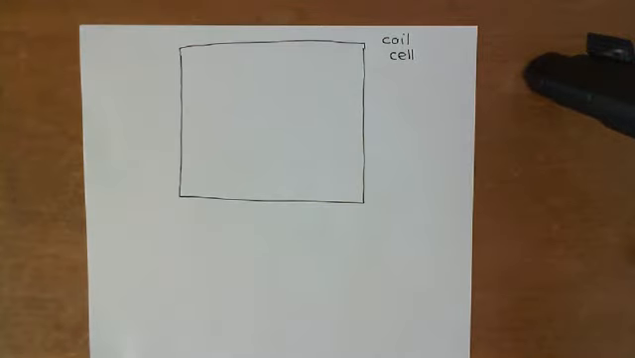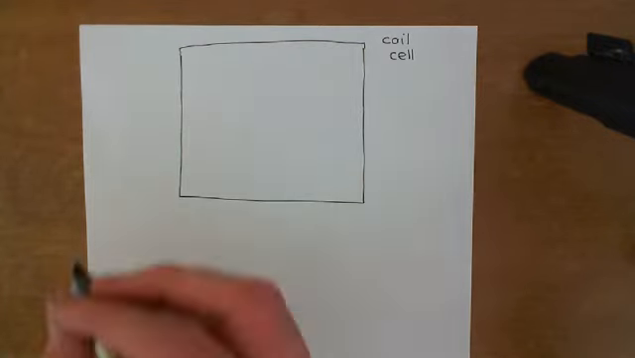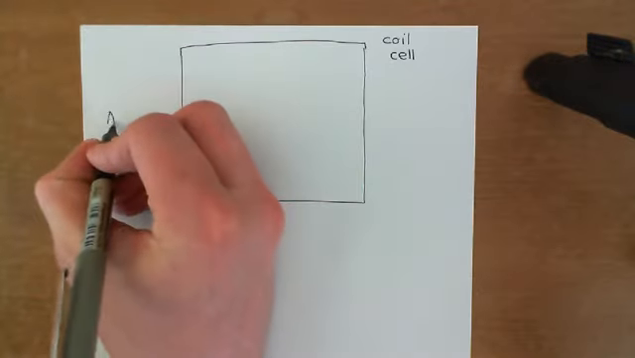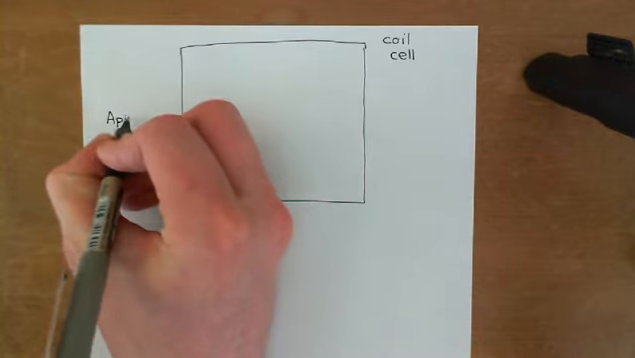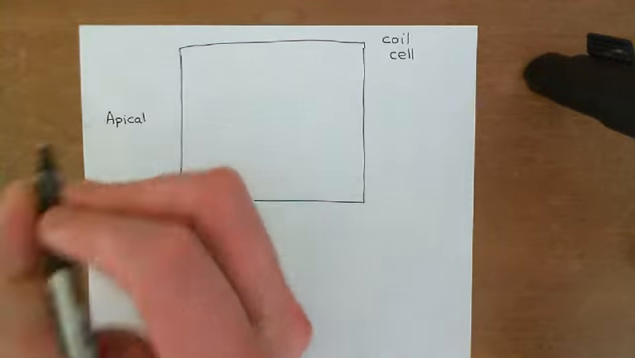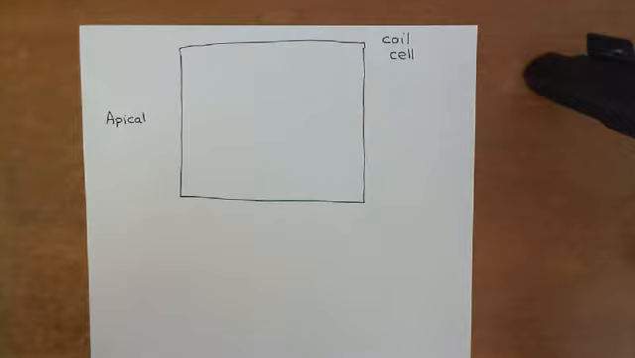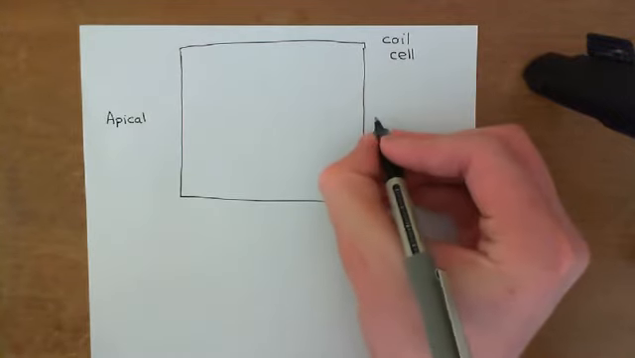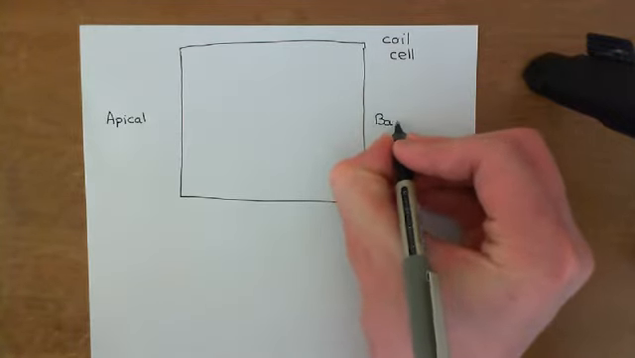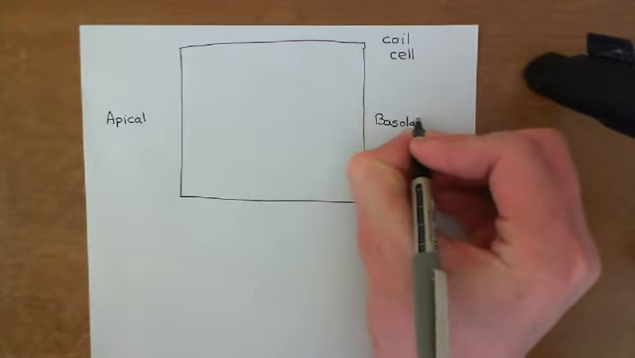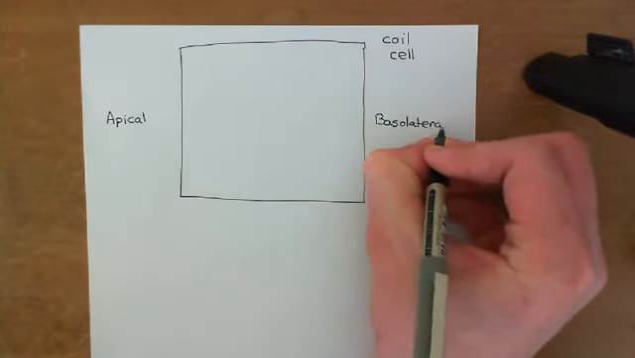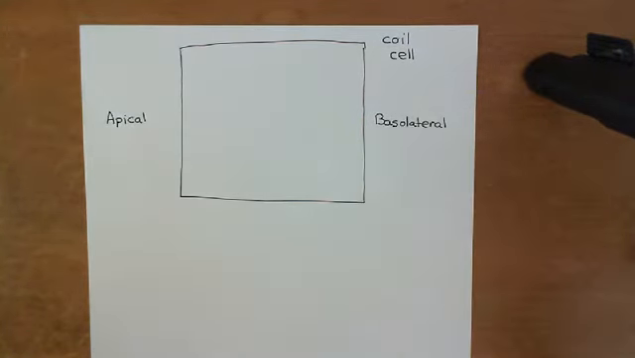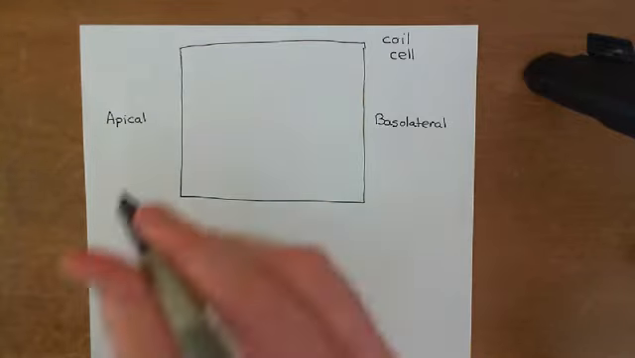Now, with any epithelial cell, there are two portions of the membrane. There is an apical portion of the membrane, and then there is also a basolateral portion of the membrane. The apical portion is the portion that's going to face into the lumen of the sweat gland. So this is the apical face, and then the basolateral face is the face that doesn't face into the lumen of the sweat gland. Now, these two portions of membrane are physically divided.